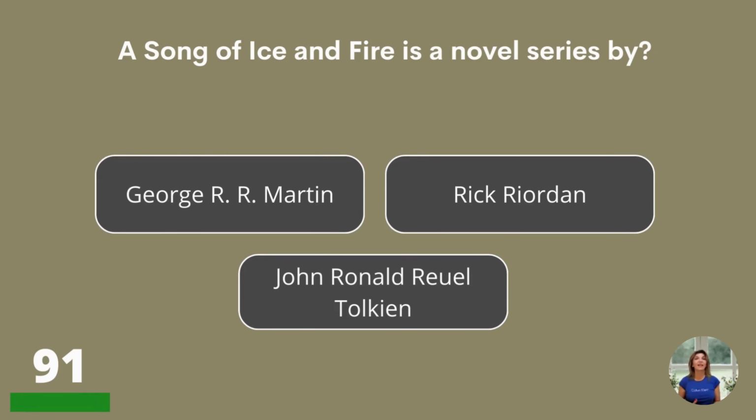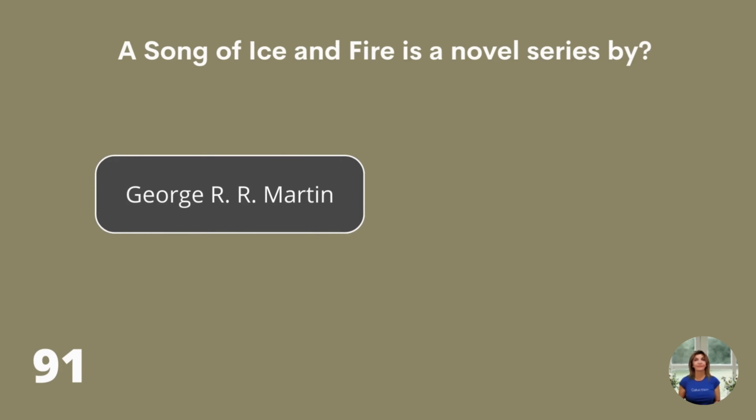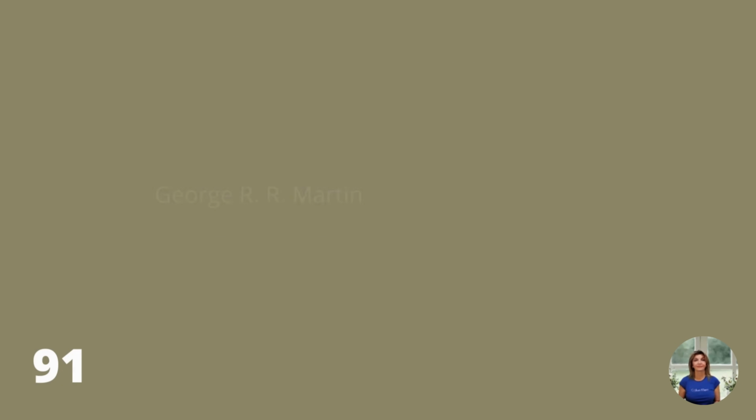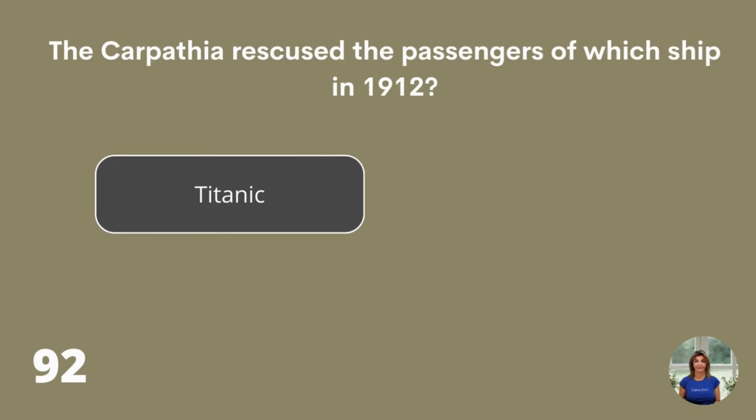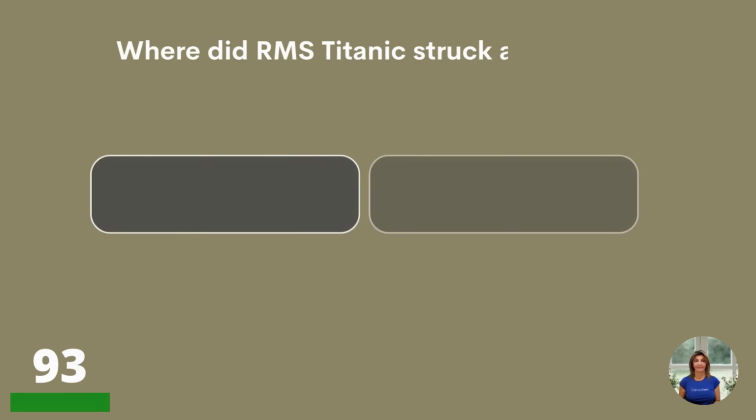Question 91. A Song of Ice and Fire is a novel series by George R.R. Martin, Rick Riordan, or John Ronald Reuel Tolkien? George R.R. Martin. The Carpathia rescued the passengers of which ship in 1912? The Titanic, the Kiangya, or the Sultana? The Titanic.